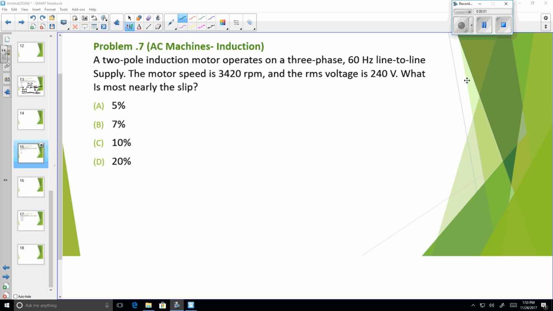Here's a problem about AC induction motor. There's a two-pole induction motor that operates on a three-phase 60 Hz line-to-line supply. The motor speed is 3,420 RPM and the RMS voltage is 240 volt. What is most nearly the slip?